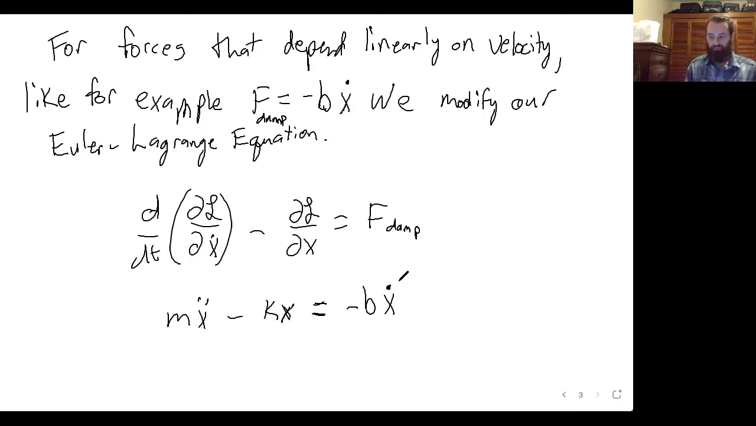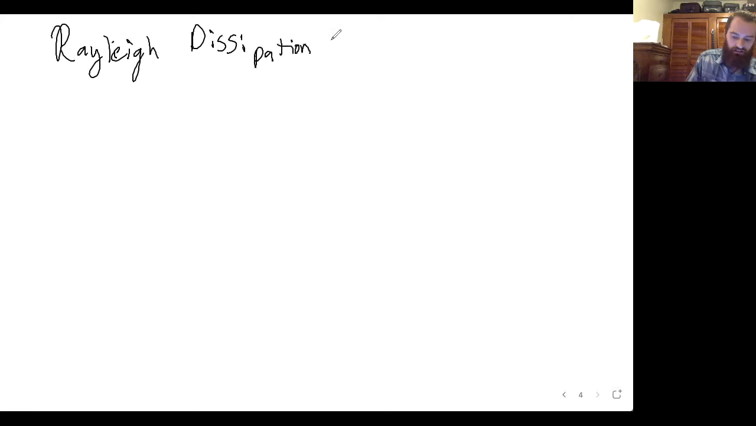Okay, so that's the final answer, but to see where this is coming from, other than just looking at the units and saying, well, they both have units of force, so maybe that works. So instead of doing that, we are going to show where this is coming from. And where this is coming from is the Rayleigh dissipation equation, or formula, maybe I'll call it formula.